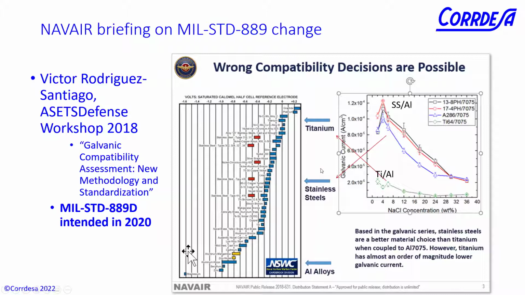But in practice, this wasn't found to be the case. Some experiments were done, and if you produce specimen couples of stainless steel and aluminum and titanium and aluminum, you would find that the galvanic current between them, which is proportional to the corrosion rate, is actually higher for the stainless steel aluminum couple, right at that point where you're at about 3.5% sodium chloride, which is like the seawater concentration of salt.